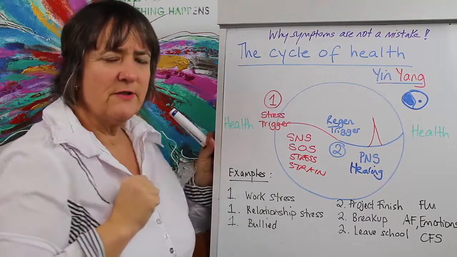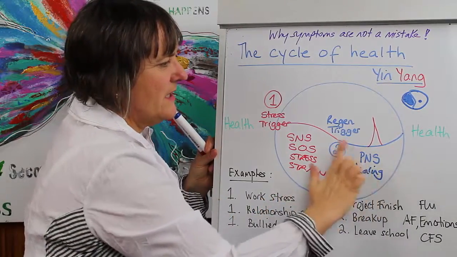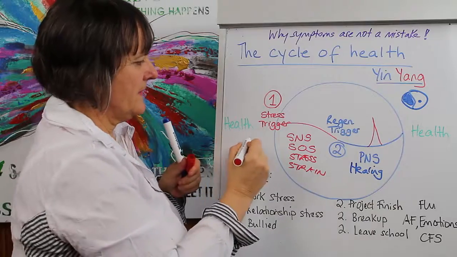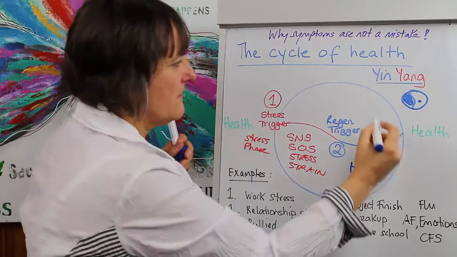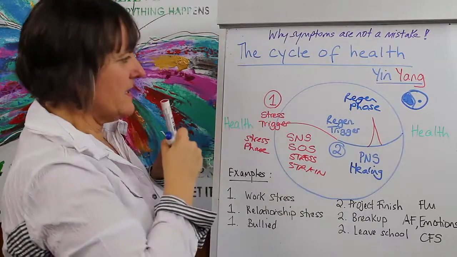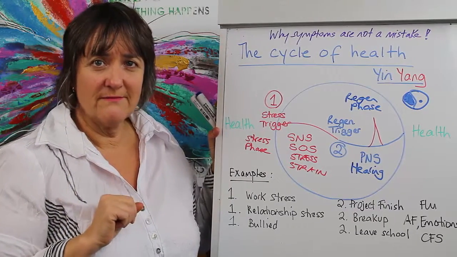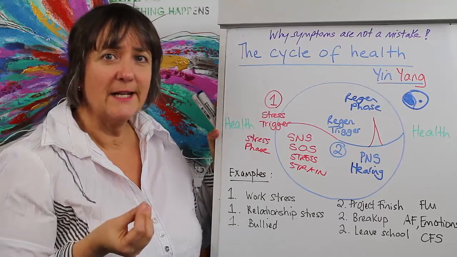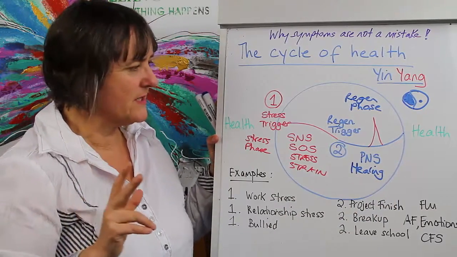Now, what is really interesting in terms of illness and sickness is that this stage here, this regeneration phase, so we have the stress phase here, and we have the regeneration phase over here, triggered by the regeneration trigger, is that when we're in this regeneration phase, that is often when people have symptoms. So the body is actually recovering and rejuvenating and healing, but that is when the body manifests symptoms. So I'm going to give you 3 examples of this happening.